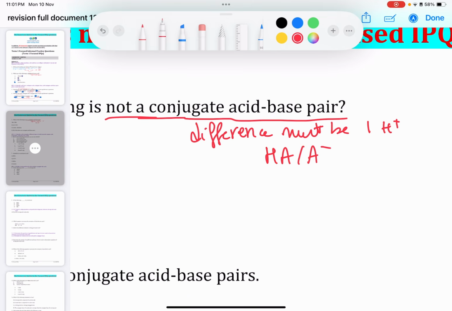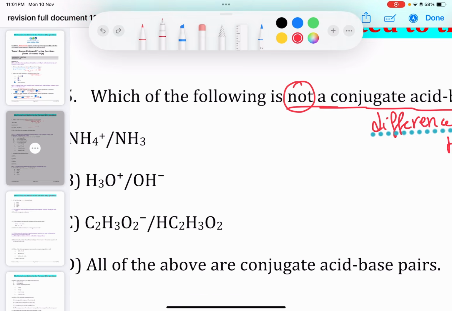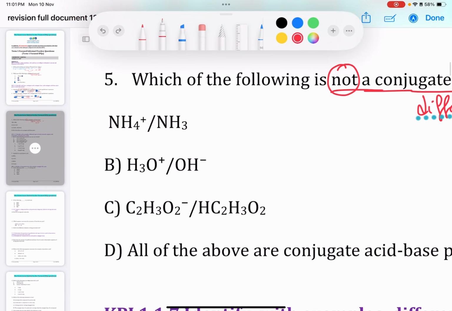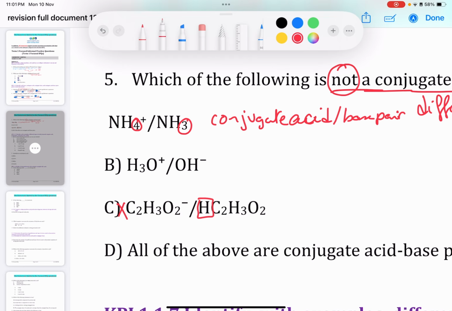This is a conjugate. It's not a conjugate when the difference is not 1 H plus. So let's look at this one. I have here 4 hydrogens and 3. This is a conjugate acid-base pair. This one over here, I have H over here and there's nothing over here. So this is again a conjugate acid-base pair.